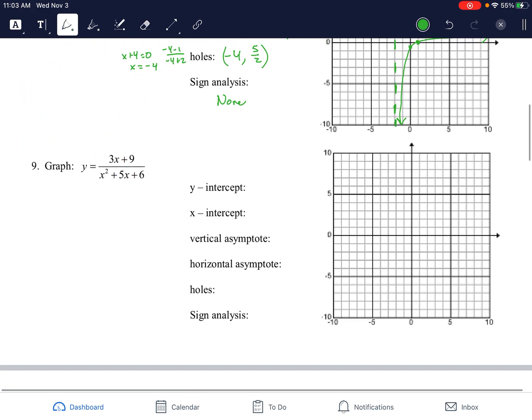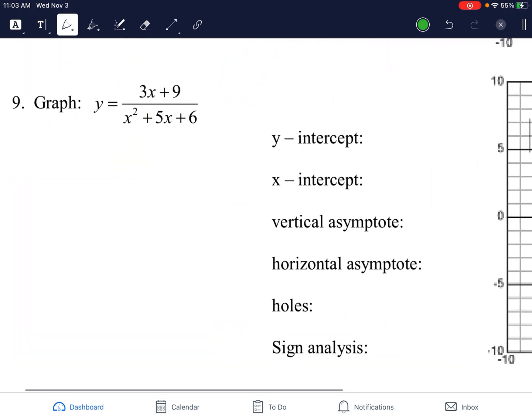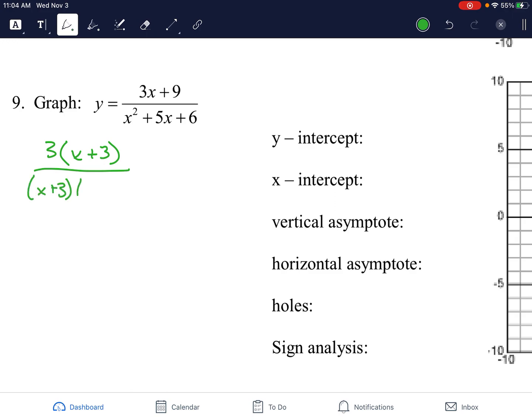All right, number 9. So again, we have to factor the top. 3x plus 9 has a 3 in both terms. So we're going to take that out. We have x plus 3 left over. On the bottom, two numbers that multiply to give you 6 but add up to give you 5 would be x plus 3 and x plus 2. Crossing out the x plus 3s, we're going to be left with 3 over x plus 2.